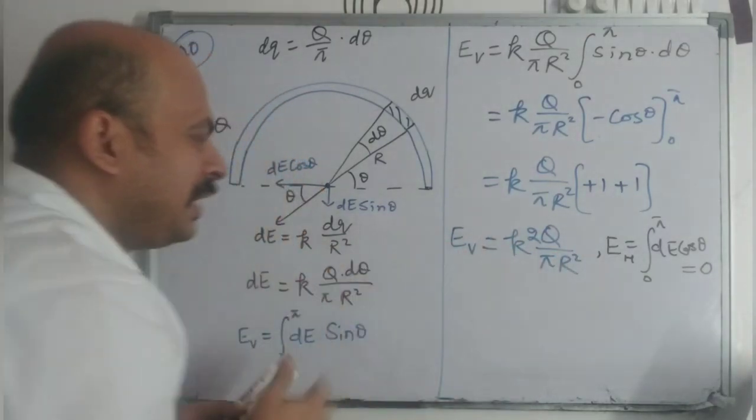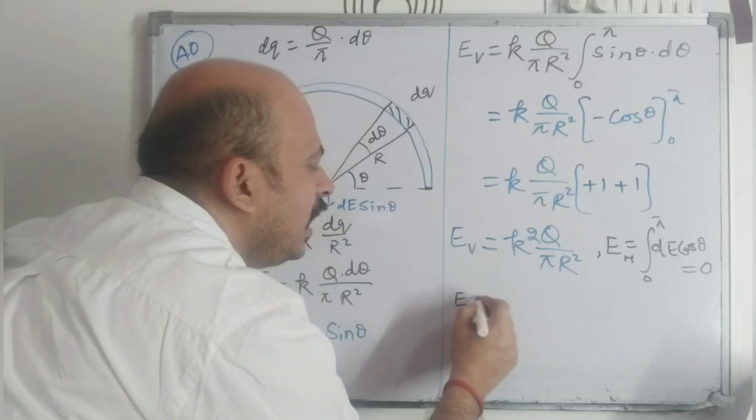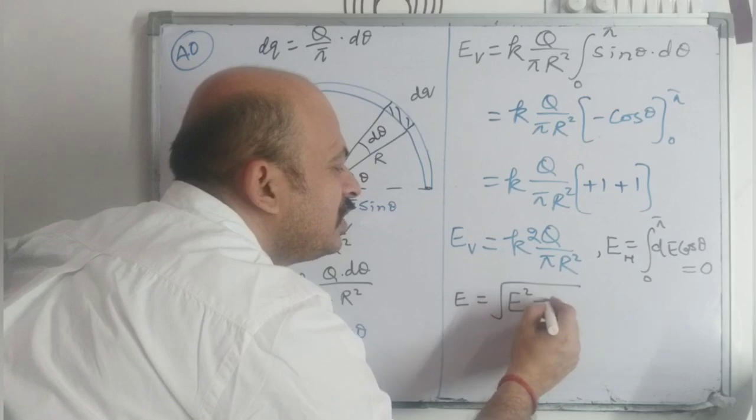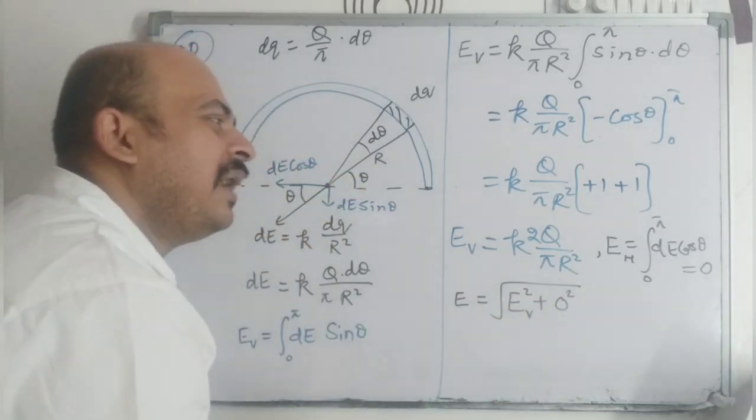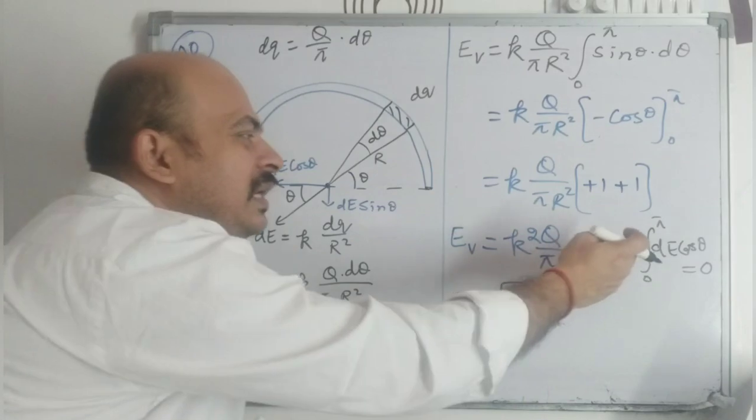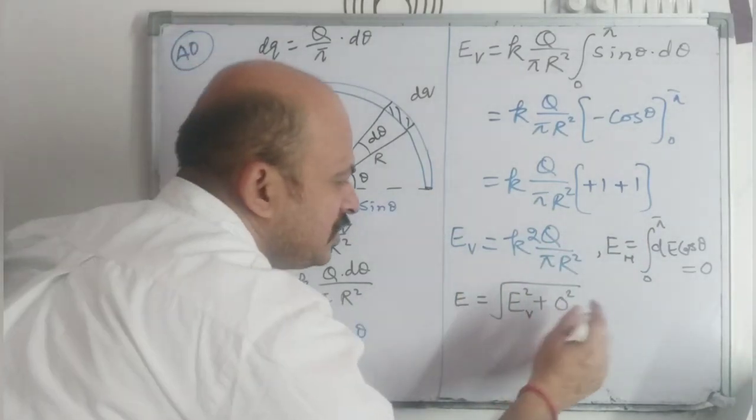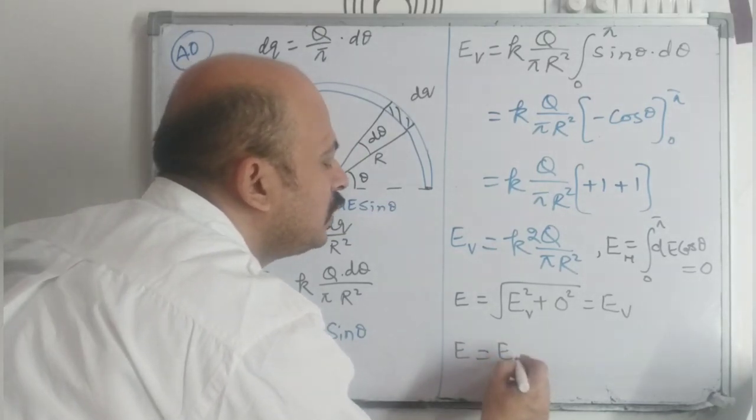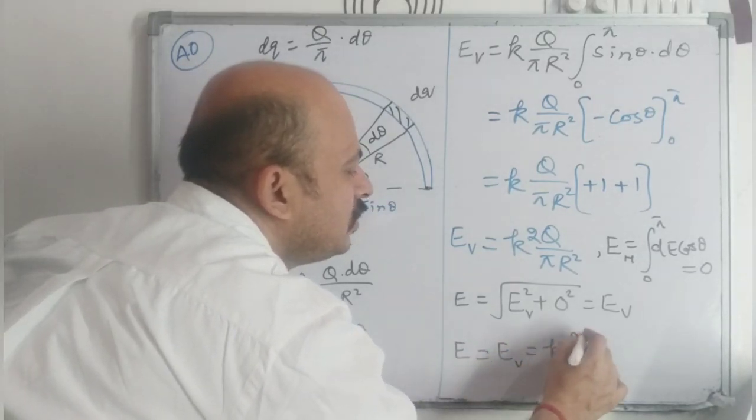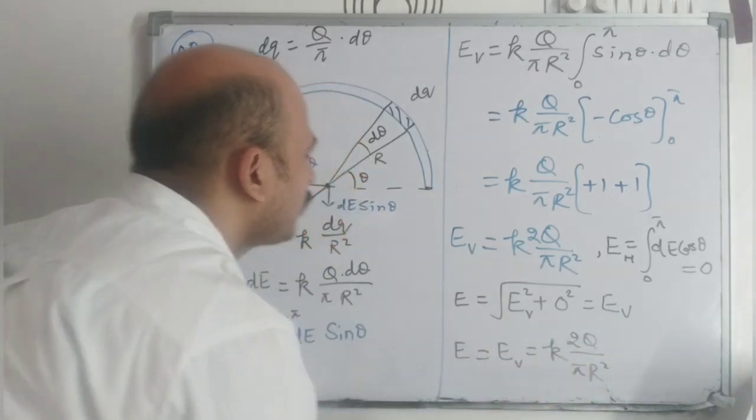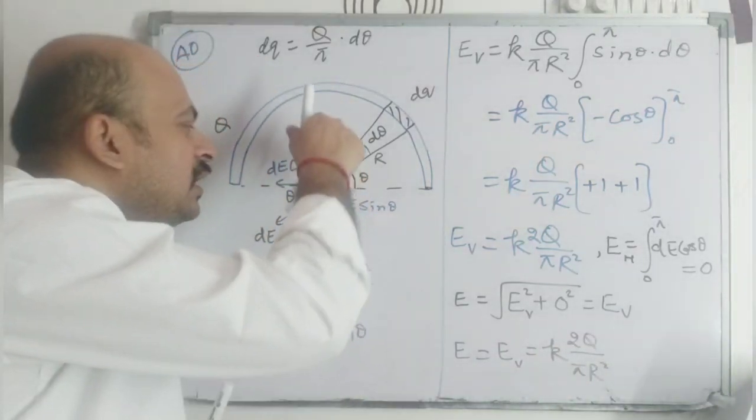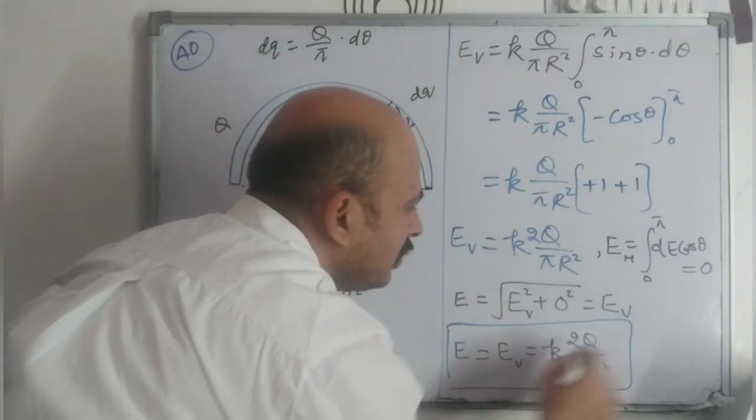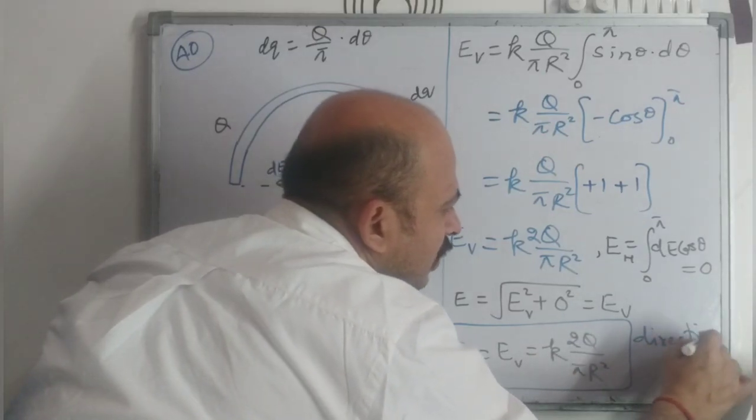Because we have two components here, E vertical and E horizontal, and they are perpendicular to each other, E will be equal to the square root of E vertical square plus 0 square. If you have some finite horizontal component, you will take that finite value of EH here. So this will be equal to EV. So E will be equal to E vertical, that is k 2q upon pi r square, directed downward.